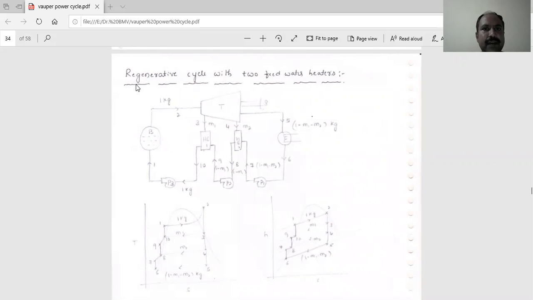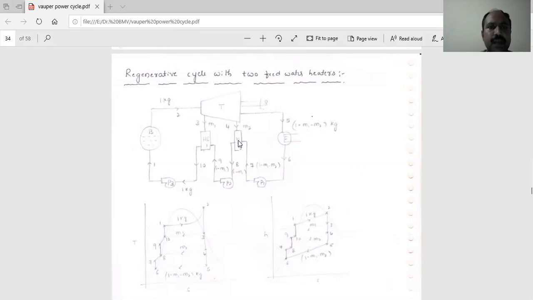In this session, I discussed the regenerative cycle with two feed water heaters. I had stopped here because of an interruption, so once again I will explain it. The two feed water heater arrangement contains two heaters, heater one and heater two. In heater one, M1 amount of steam will be trapped. In heater two, M2 amount of steam will be trapped.